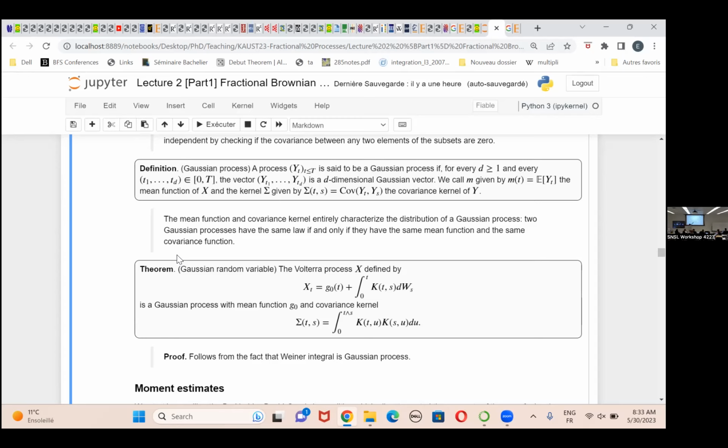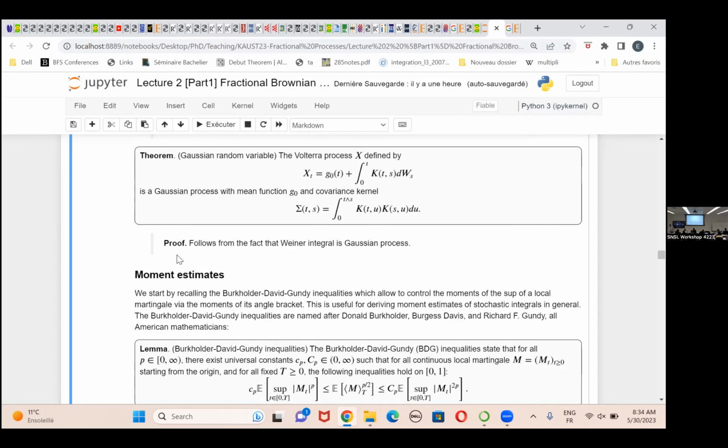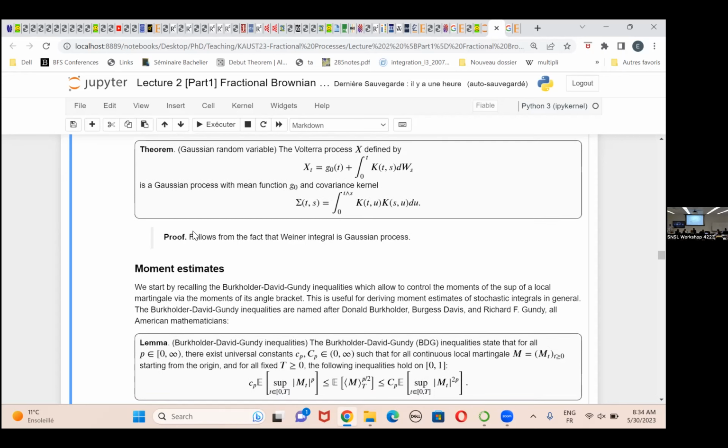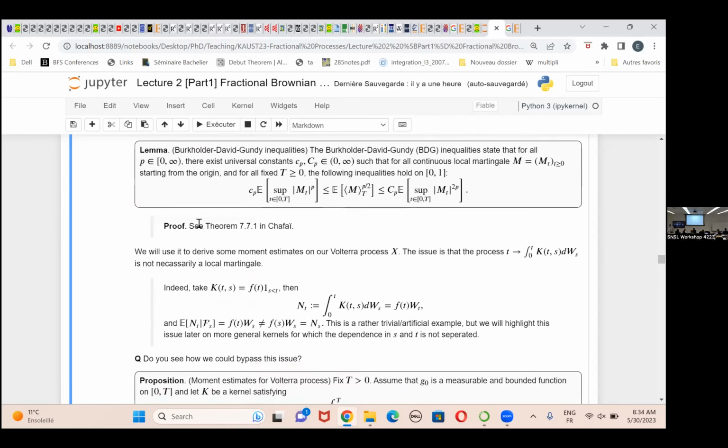All right, so this X here is a Gaussian process with mean function G0, because this is centered. And the covariance kernel, just by Ito's isometry, you can compute it. So this is a nice property. First, our process has an underlying Gaussian structure, and this can turn out to be helpful for some computations. And of course, since it's Gaussian, you can have control on all the moments, but this I'm going to skip.